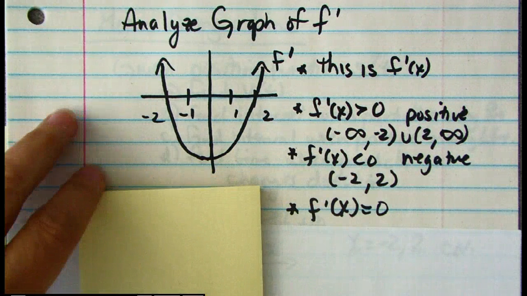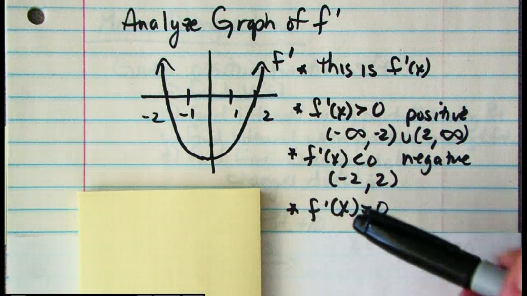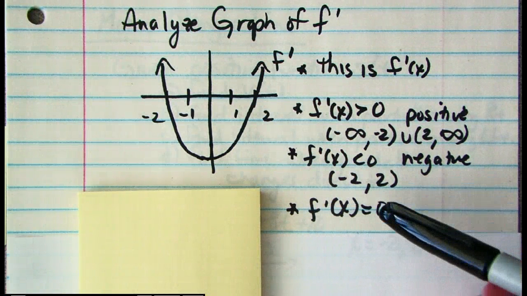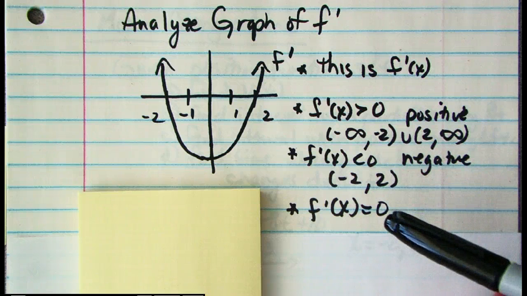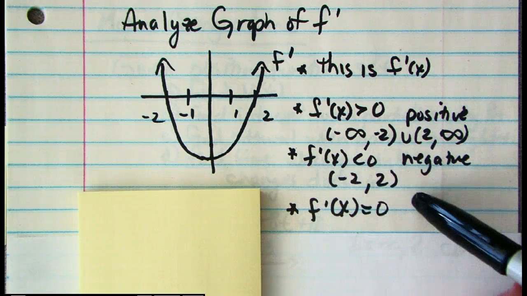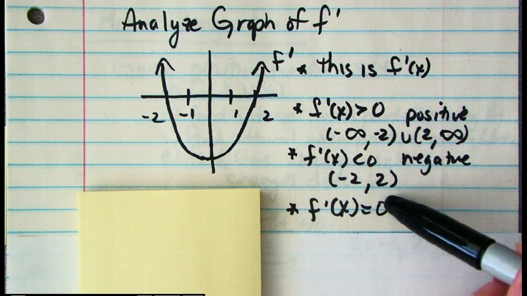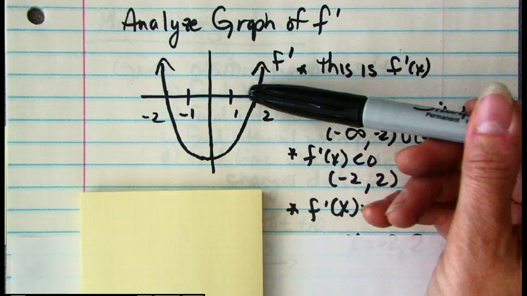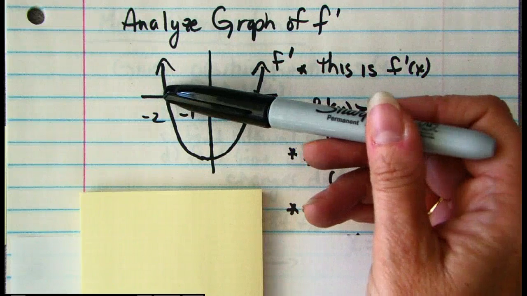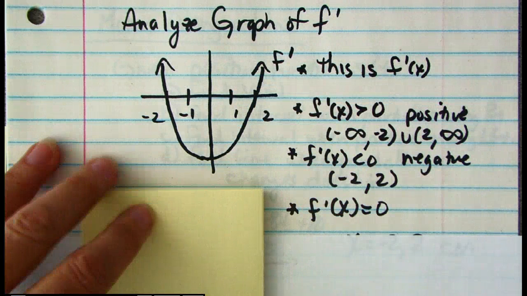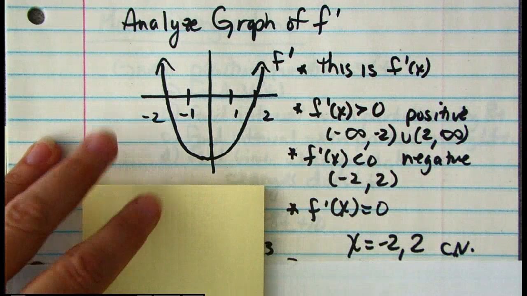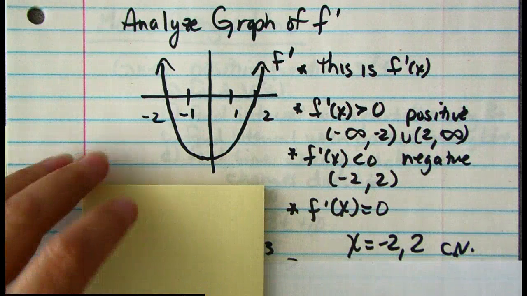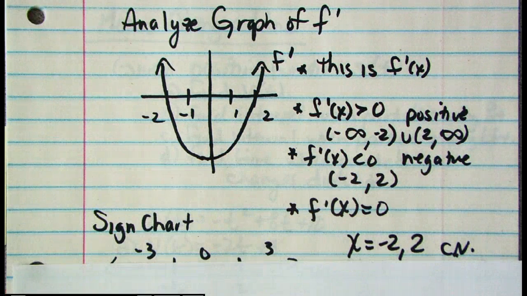So let me go ahead and hide this. And then the last question, where is f prime of x equal to 0? In other words, I'm trying to find my critical numbers, right? Critical numbers, when you set your first derivative equal to 0. So I just look at the graph. This is this point here, the y is 0. At this point here, the y is 0. So which x values are that? 2 and negative 2. Those are my critical numbers. So now we can proceed and do the sign chart.